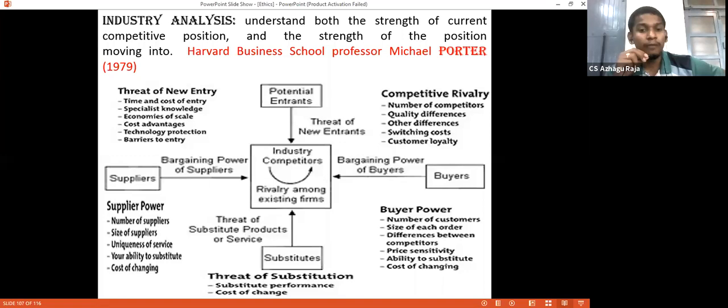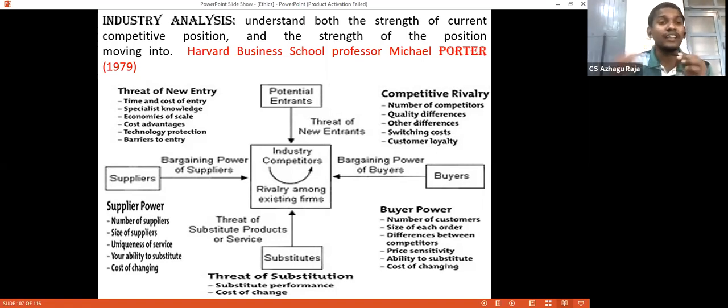So you have to be very careful in understanding the purchasing and bargaining power of your buyers. And on the supplier side, what are the things? The bargaining power of your suppliers: again, number of suppliers, size of suppliers, uniqueness of services, your ability to substitute, and cost of changing. See, you have a supplier who is the only supplier in your district or state, and you cannot mess with him. If he stops supplying raw material to you, your production will be disrupted. So you have to be very careful. In the same way, you cannot mess with your buyer either. These are the two traits that are very, very important to sustain in the market.